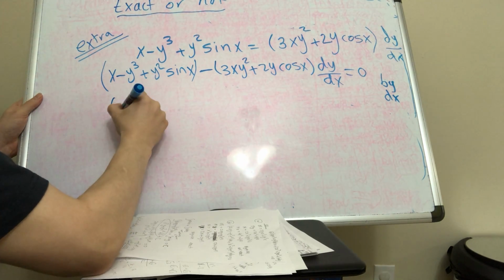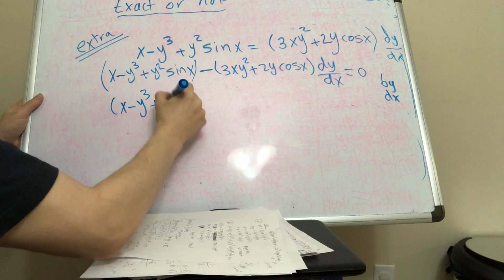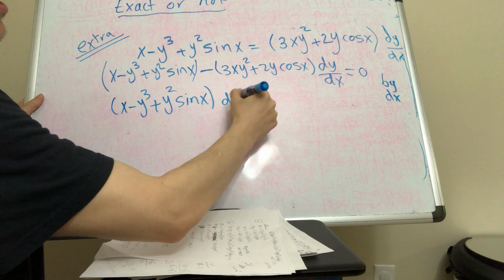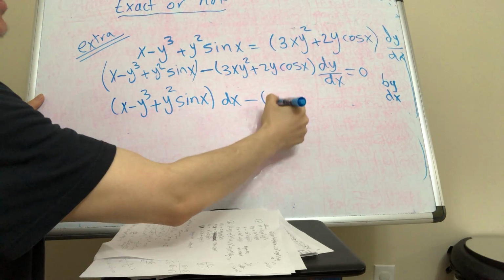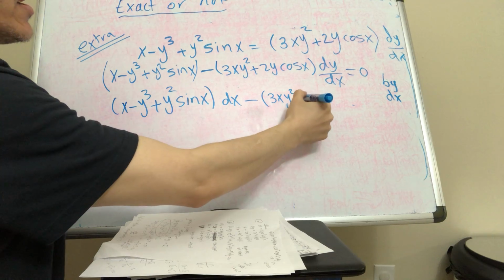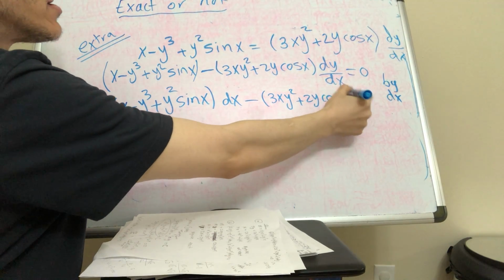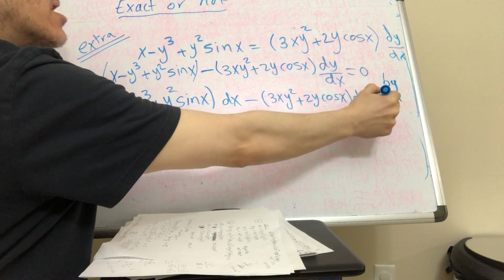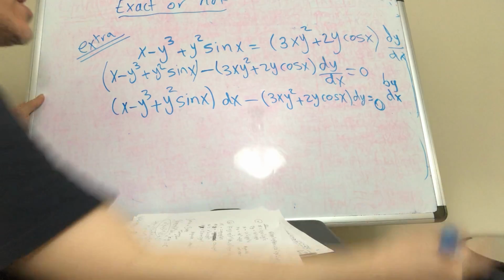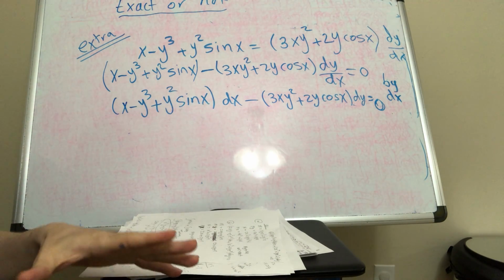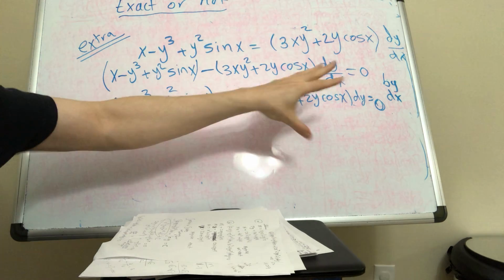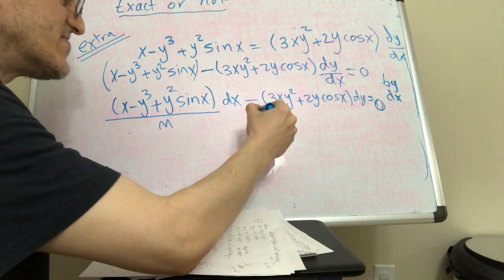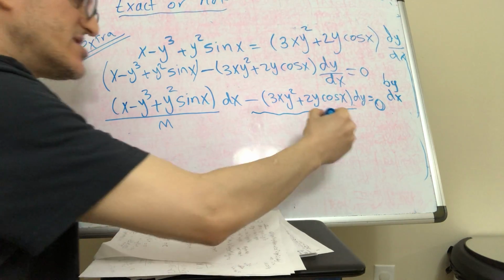So this by dx would be (x − y³ + y² sin x) times dx. This times dx would be (3xy² + 2y cos x), dx cancels, you only have dy, and dx times 0 is 0. So now we have it in the right form: something dx, something dy. This now is your M, and this here is your N.